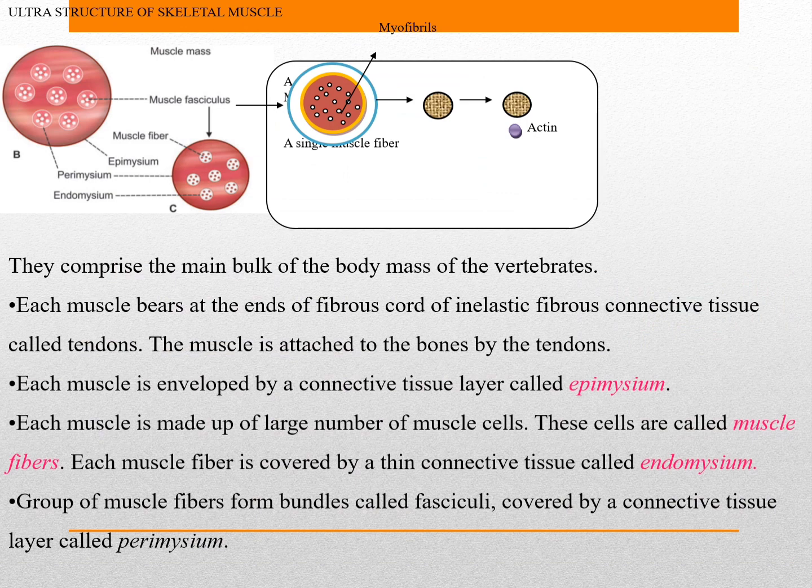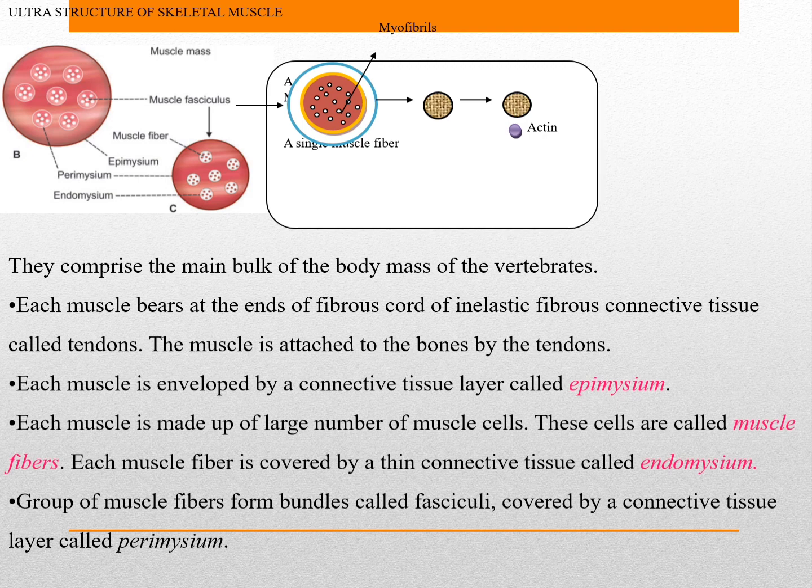This is the structure of skeletal muscles. They comprise the main bulk of the body mass of the vertebrates. Each muscle bears at the end a fibrous cord, that is the tendon. The tendon is used to attach the muscle with bone. Each muscle is enveloped by a connective tissue layer called epimysium.